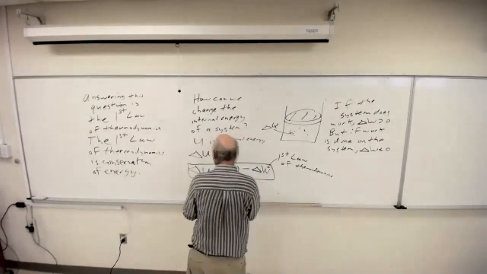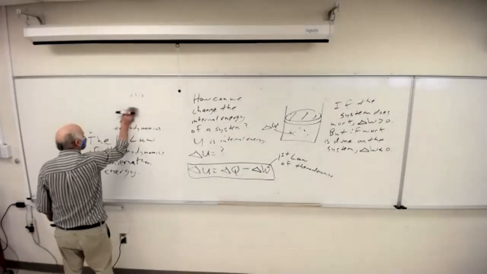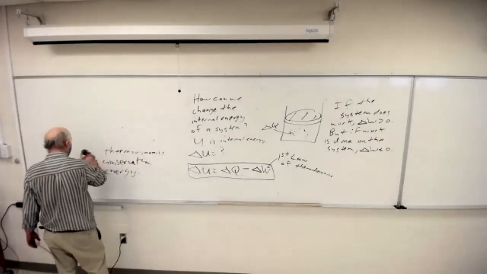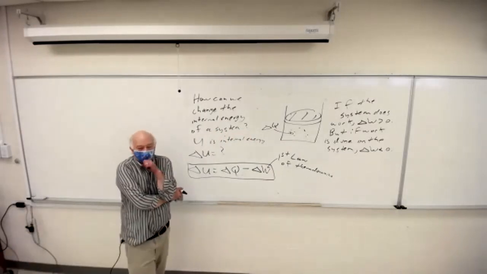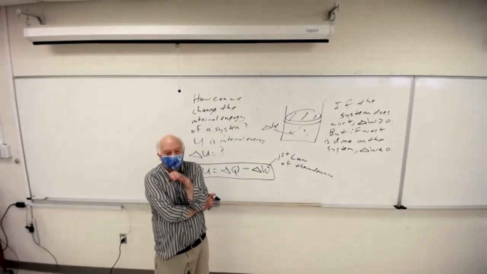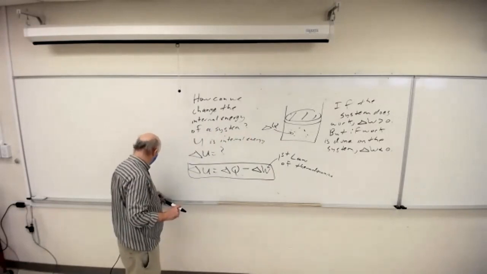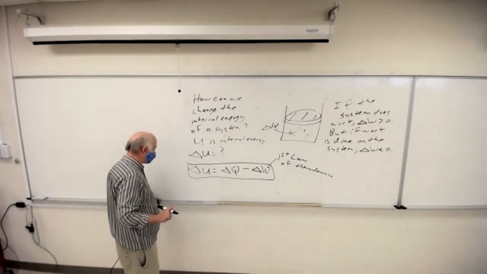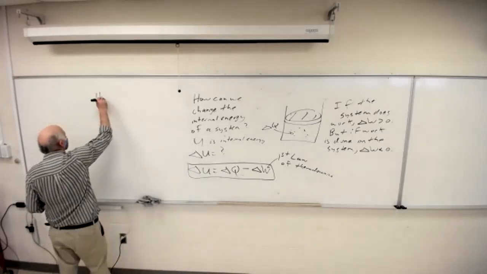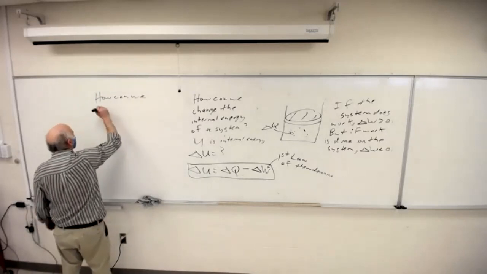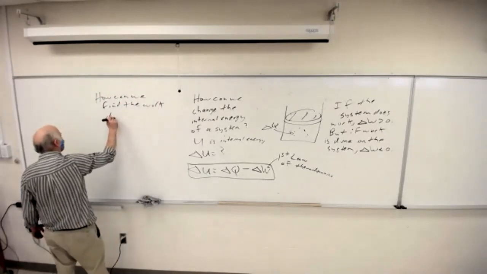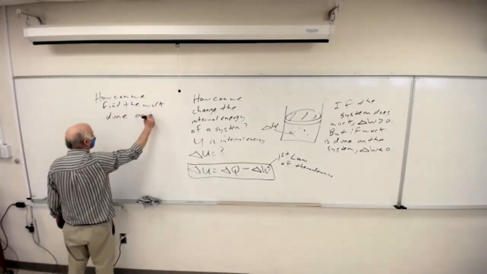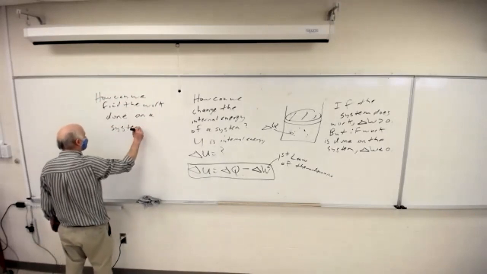Let's take an example. We need one other thing. Actually, do I want to do that one there? Because that's going to twist your mind around for the file. Let's do one other thing. Then we'll, okay. Let's ask, how can we find work done on a system?